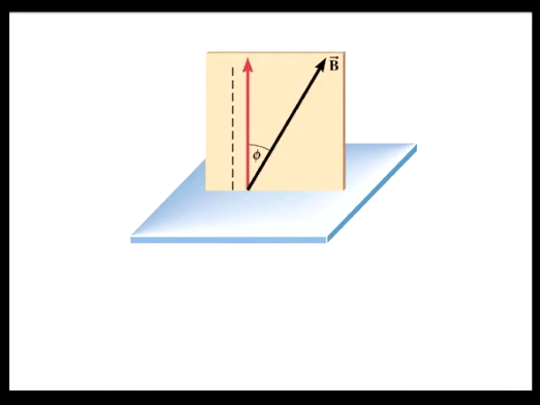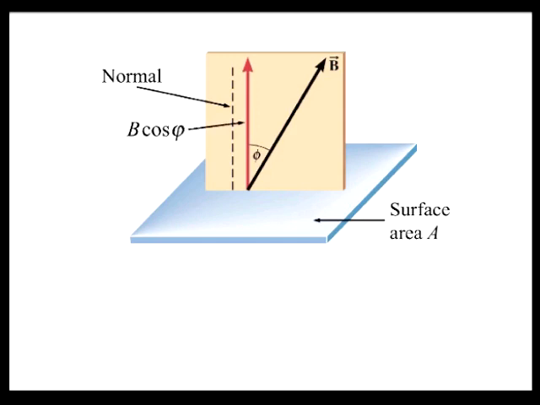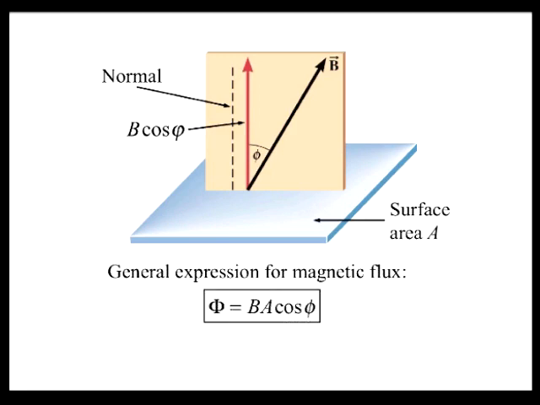For instance, consider the more general case. Here we have the surface area A with a direction perpendicular to the surface indicated by the normal to the surface. The magnetic field is now inclined at an angle phi with respect to this direction, rather than being parallel to it as in our previous discussion. In such a case, the flux is computed using only the component of the field perpendicular to the surface, or B cosine phi. The general expression for magnetic flux is then given by phi equals B times A times cosine phi. The units for flux are tesla times meter squared, which is equal to the weber, given by the symbol W.